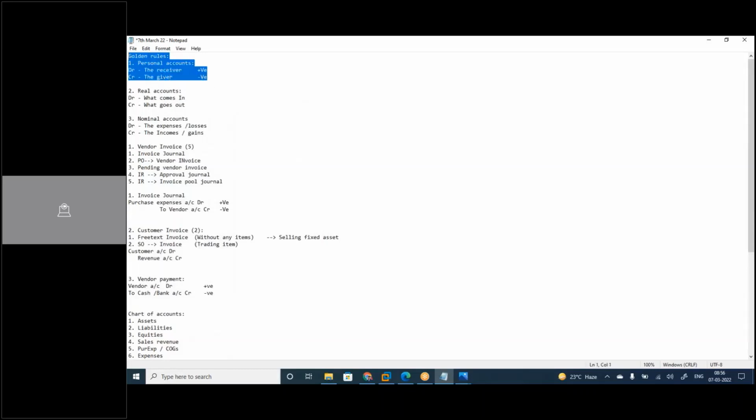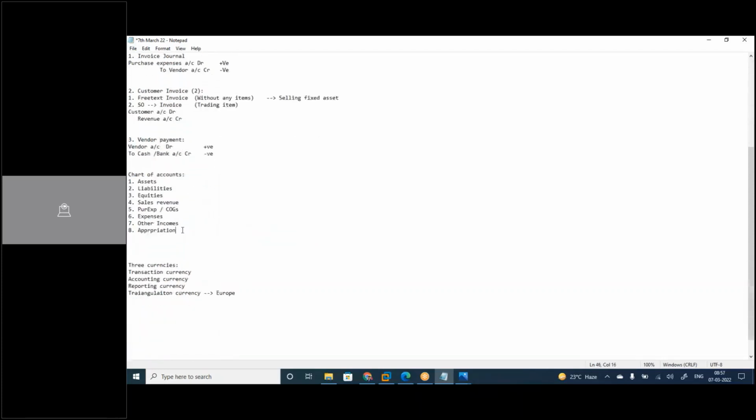Whereas this one is a rule: debit the receiver, credit the giver. Debit means what comes in, credit means what goes out, and debit the expenses and losses, credit the incomes and gains. These are rules you need to follow. Rule means you cannot question it, whereas best practices are what I'm suggesting you follow. If you want to follow, you can follow. If you don't want to, your wish, no issues.